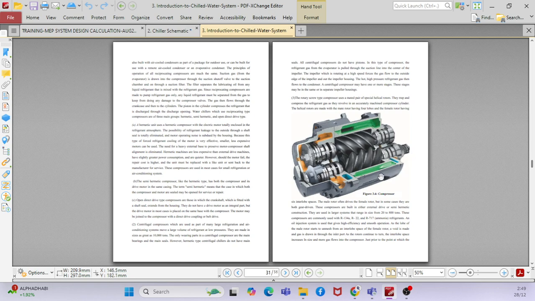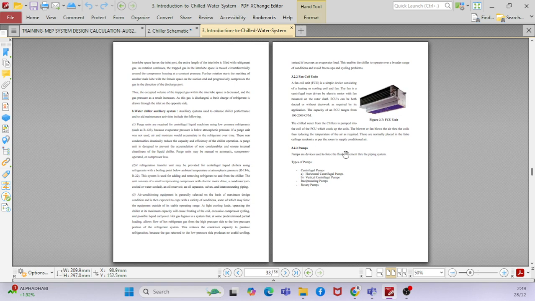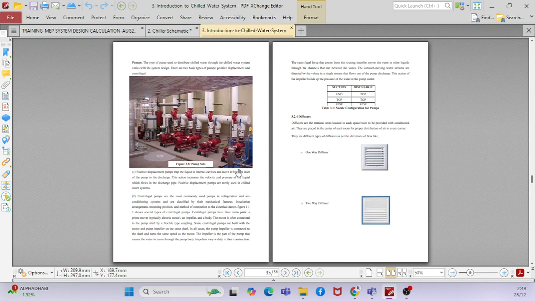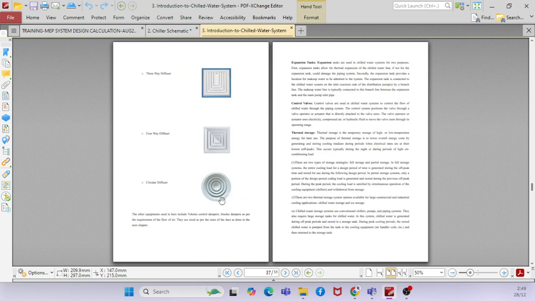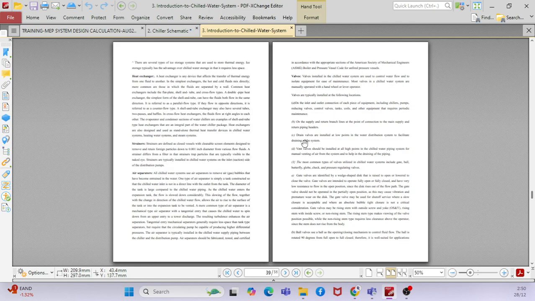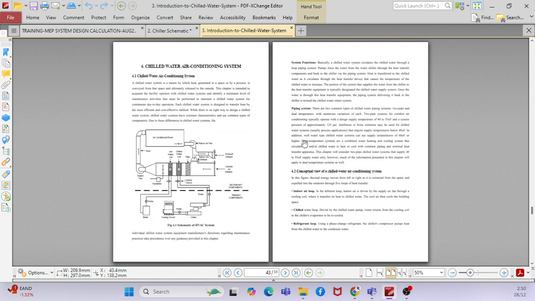Then here you can go through the compressors. You can go through auxiliary items like fans and pumps. Pumps come in different types: horizontal centrifugal pump, vertical centrifugal pump. You can see the pump arrangement. Then on this side you have the air side. Then you have controls, expansion tank, control valves, and thermal storage. Just have a look, just to get an idea only.